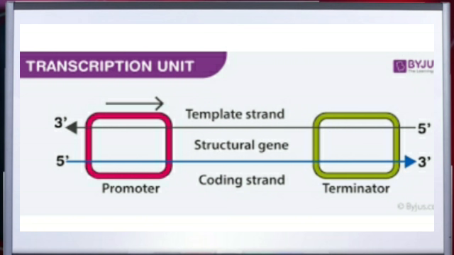The promoter and terminator flank the structural gene in a transcription unit. The promoter is located towards the 5' end of the structural gene, which is upstream. It is the DNA sequence that provides the binding site for RNA polymerase, and the presence of the promoter defines the template and coding strands. The terminator is located towards the 3' end, that is downstream of the coding strand, and it usually defines the end of the process of transcription. There are additional regulatory sequences that may be present further upstream or downstream to the promoter.